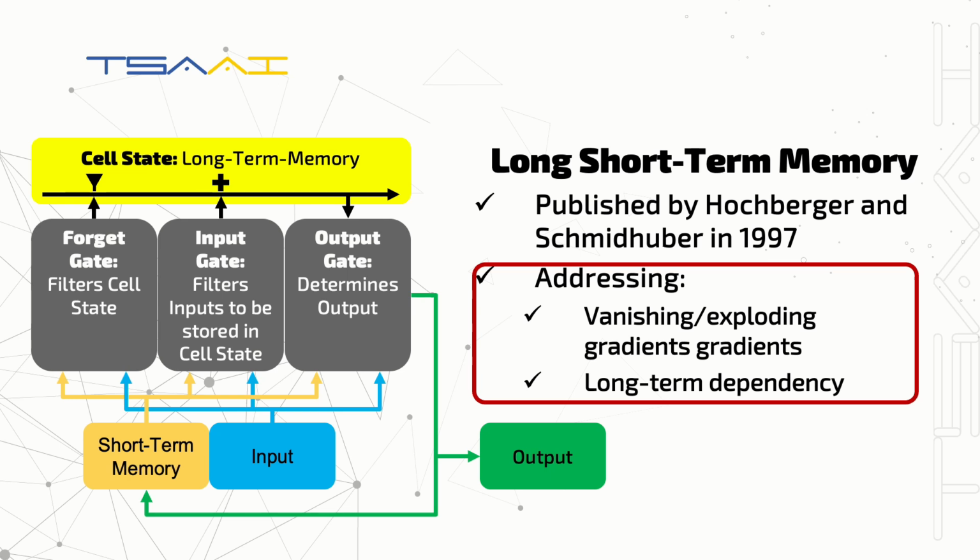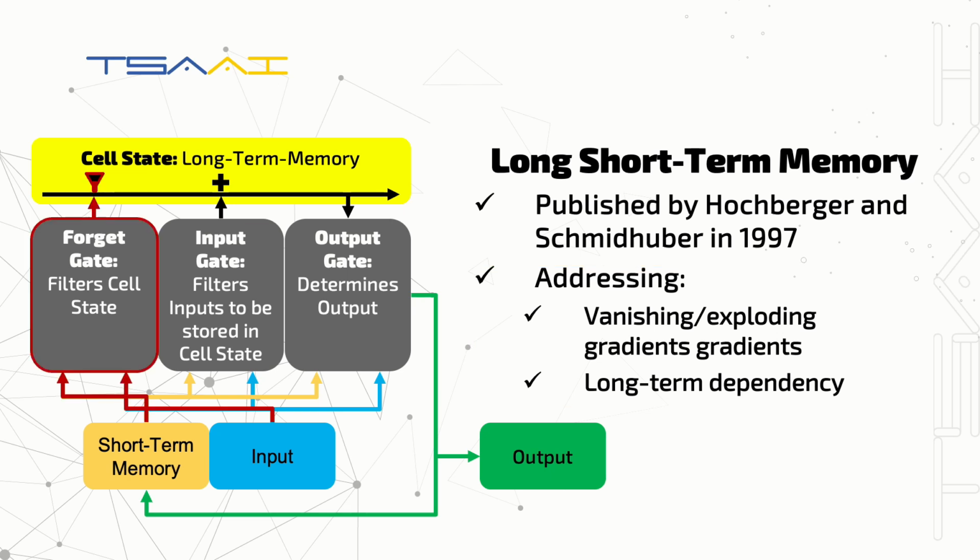It incorporates a dedicated cell state designed to retain information across multiple steps and 3 distinct gates to regulate the flow of information. First, the forget gate determines what portion of the cell state to retain or discard based on inputs from the current step and the short-term memory. Second, the input gate decides what percentage should be stored in the cell state.